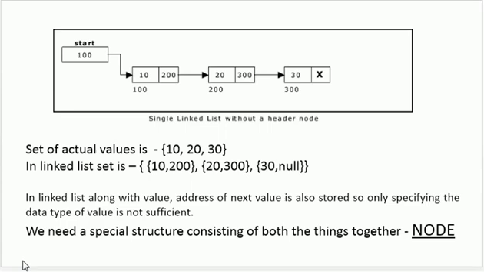So in a linked list, along with the value, the address of the next value is also stored. So only specifying the data type of the value is not sufficient for me. Along with the value, I need an address also. So I am going to design a new data structure for this, which consists of both the things together. I am going to call it a node.